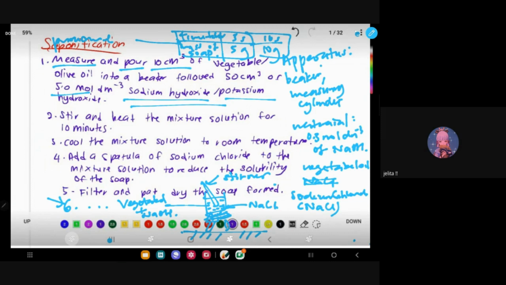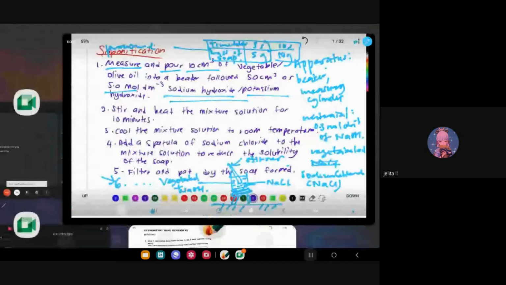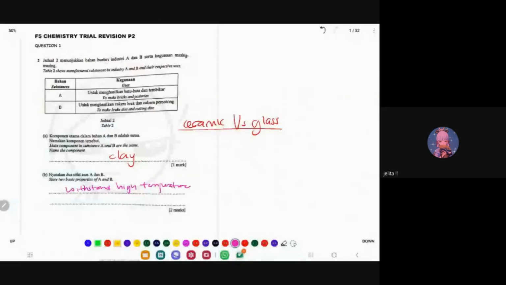Okay, now let's move on to the next one. Just now I already asked, what is the difference between glass and ceramic? Actually, both are made from what? Both are made from silicon dioxide. What is silicon dioxide? It's a macromolecule or covalent compound. Anyone?